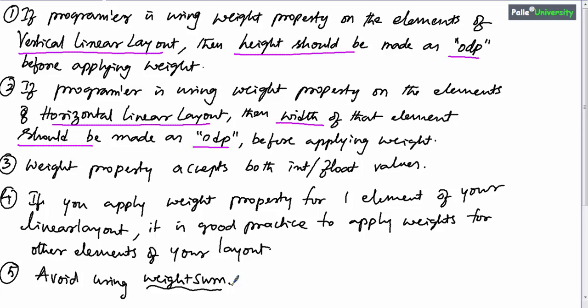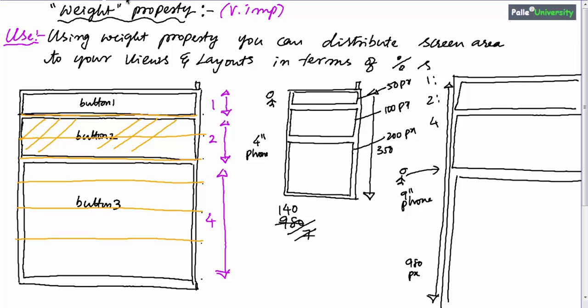If you don't do this, then your screen proportions or your screen area may not be allotted accurately. Third property is weight property. It accepts both integer values or float values, but in our case our weight proportion is 1:2:4, which is integer. In fact, you can also give weight as 1.5 or 2.5 or 4.5 based on the screen design requirement. You don't have to worry about these proportions.